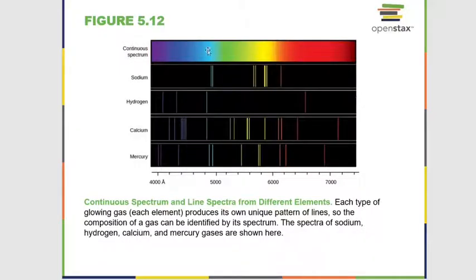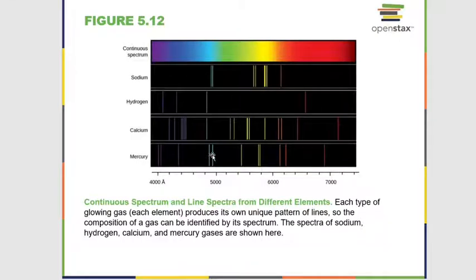So here it is again. You see a continuous spectrum here across the top, and then below that you see several discrete spectra like you saw for helium in the video just a minute ago. So here's what sodium looks like if you have a gas discharge tube that's run through a diffraction grating or a prism. Here's what hydrogen looks like. Here's what calcium looks like. Here's what mercury looks like.